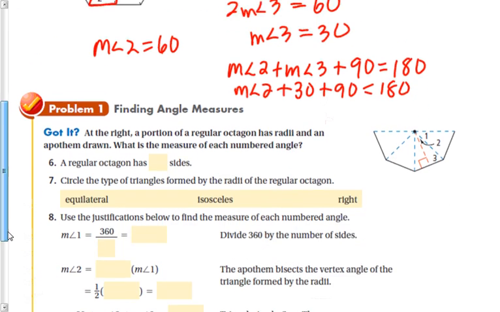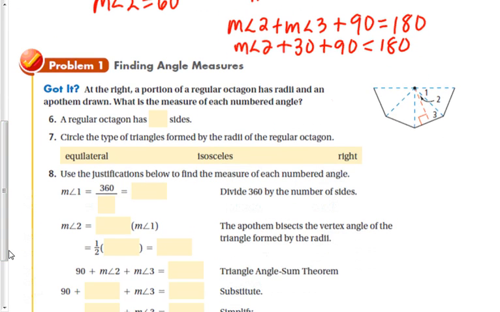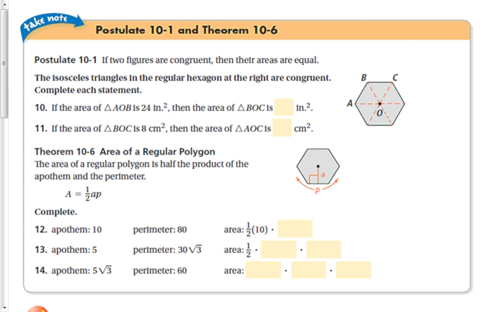This is a half of a regular octagon here. All right, postulate 10.1 we're going to use here. If two figures are congruent, their areas are equal. And in a regular hexagon or in any regular polygon, you're going to have some congruent triangles. So go ahead and do 10 and 11, and actually do 10 through 14, and I'll check back with you.